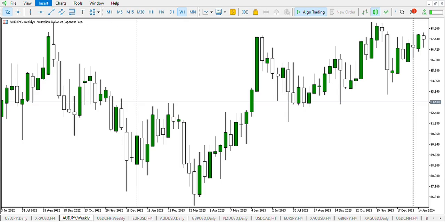So now let us look at another engulfing pattern. This is not a picture-perfect engulfing pattern, but it's an engulfing pattern.